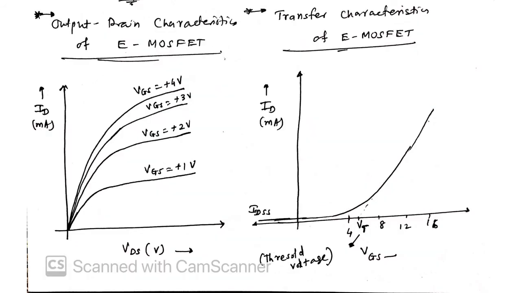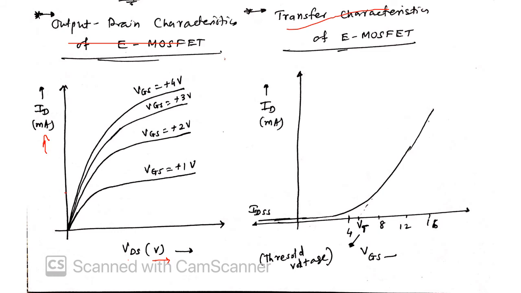This is the output drain characteristic of the E-MOSFET, and this is the transfer characteristic. Let us see first the output drain characteristic. As VDS increases, ID should increase. As VDS increases, the drain is becoming more and more positive, so ID increases. But at one particular voltage level, that is IDSS, the saturation level, the current is going to be almost constant. There is no more electron flow possible. So this is a common characteristic.